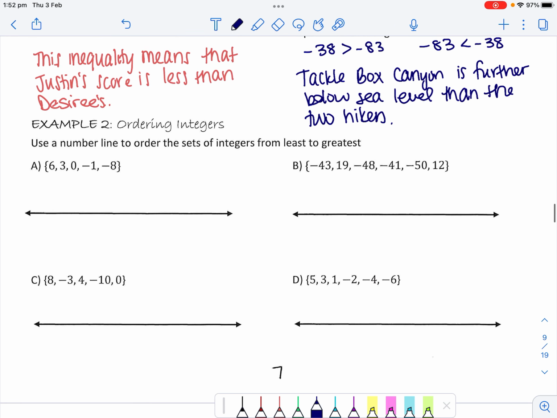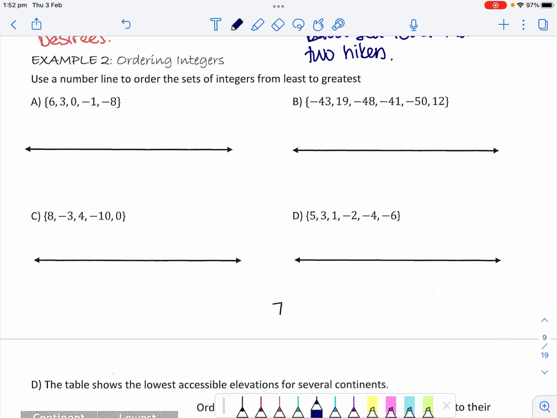In example 2, we're going to be ordering integers. It says use a number line to order the sets of integers from least to greatest. So I've got 0, and I'm going to go all the way to -8. 1, 2, 3, 4, 5, 6, 7, 8. So -8, -1, 3, and 6. So the order of my integers is going to be -8, -1, 0, 3, 6.